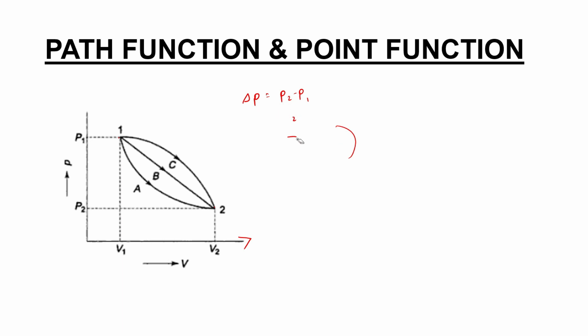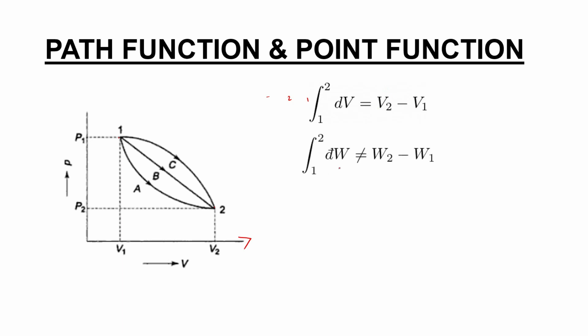So what are path functions? You can see that the change in volume, integral of dV from 1 to 2, is V2 minus V1. You are just taking the end points, volume at point 2 and volume at point 1. But if you calculate the work between 1 and 2, the work done in process 1 to 2, you cannot write it like W2 minus W1, because all will be different.